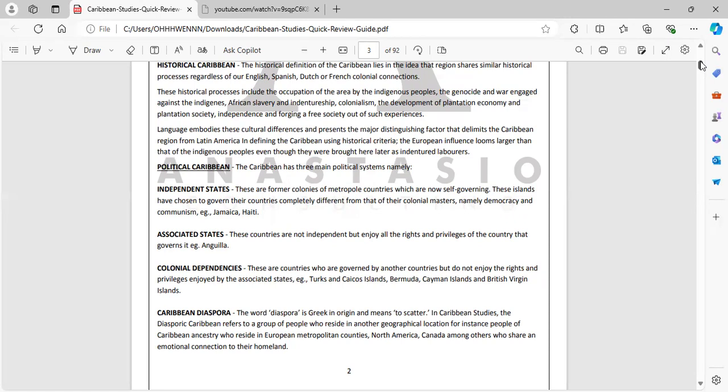The historical definition of the Caribbean lies in the idea that the region shares similar historical processes regarding our English, Spanish, Dutch, or French colonial connections. These historical processes include the occupation of the area by the indigenous peoples, the genocide, and the wars against them, next, African slavery and indentureship, colonialism, the development of plantation economy and plantation society, independence, and forging a free society out of such experiences.